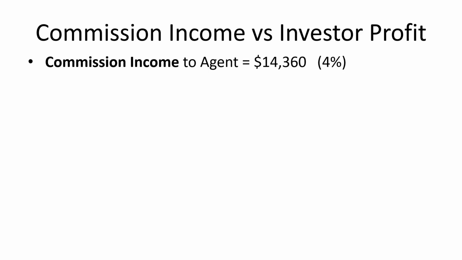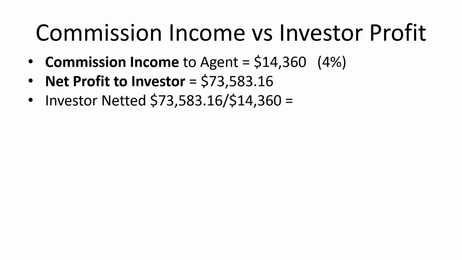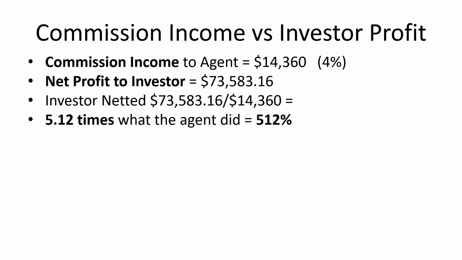He took a 4% commission. Net profit to the investor, I showed you, $73,583.16. So the investor netted $73,000 divided by 14 and change, for 5.12 times what the agent got, or 512% more than the agent who found the transaction. Remember, this is a listing agent simply getting a 4% commission.